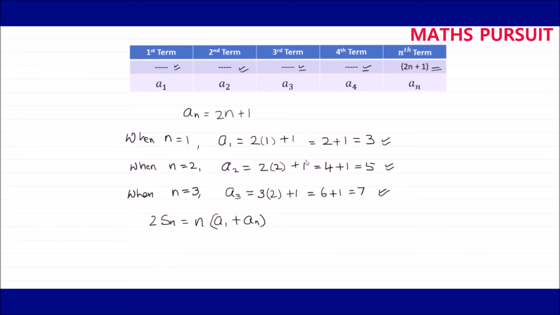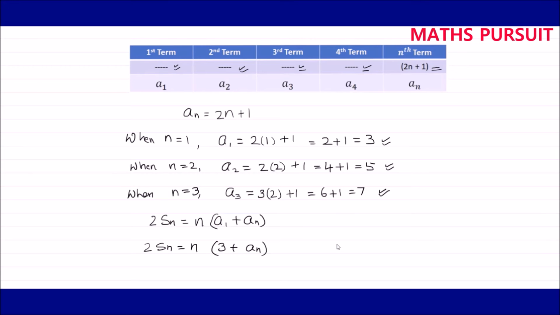So guys, we are going to find out the sum of the n terms. That means we are going to find out Sn only, nothing else. So let's see what we are going to do here. Now guys, let us replace the values we have in this equation. So I can write 2Sn is equal to n into A1, and the value of A1 is 3, that is what we got above. So 3 plus An.